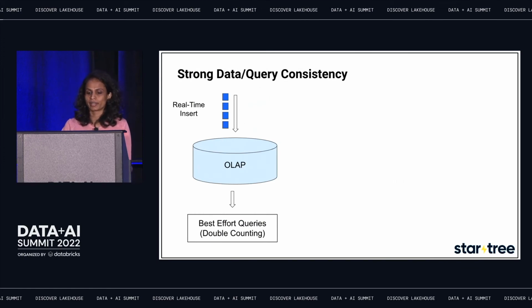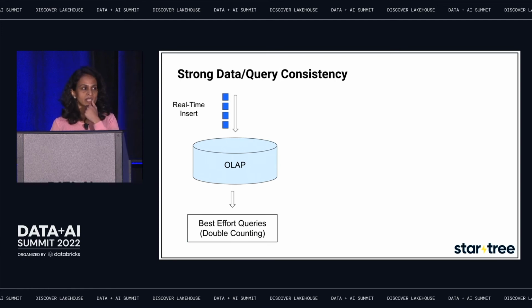Next is the strong data and query consistency requirements. Typically, OLAP systems are append only and immutable. So you cannot do use cases where, let's say, you have one primary key and then you keep getting incremental updates to that same primary key. To give you an example, if you have a trips data set and you get an event when a trip was taken and completed, and then later you get another event for the same trip ID, which is adding a tip or adding a toll to the fare.